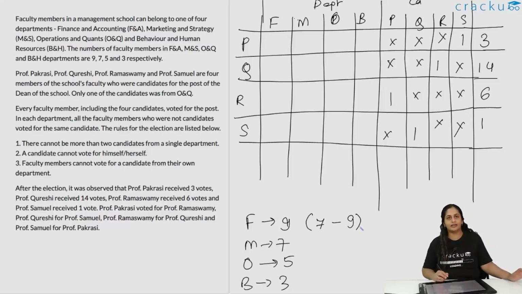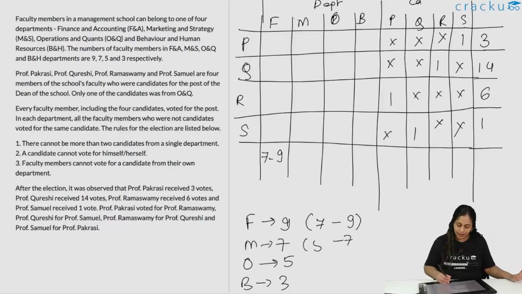If 0 candidates are from F&A, then at max 9 would have voted from this. So from the finance department, barring the candidates, there will be 7 to 9 votes. From the M and S department, if there are 0 candidates, then there will be at max 7 votes. And if there are 2 candidates, because there can be a max of 2 candidates, there will be at least 5 votes as such. So 5 to 7 votes have been from this particular department.